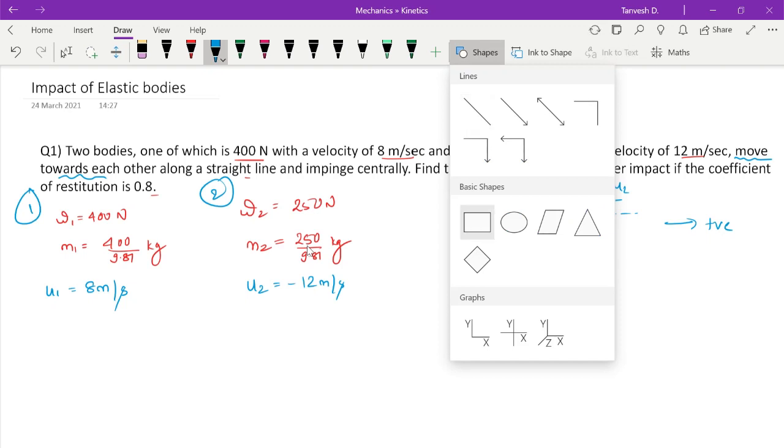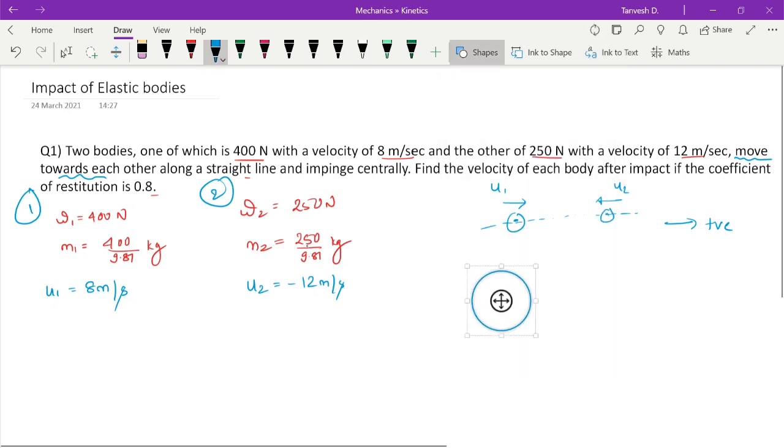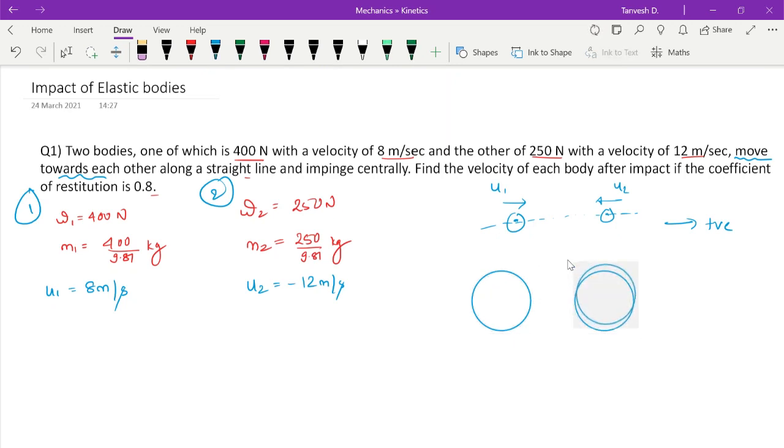Let me just draw it in a better way here. Let's say this is the center of mass and the line of impact is going through the center of mass, and they will be impinging centrally. Even the velocities are along the line of impact. And what else is given? The coefficient of restitution is given, e is 0.8. So we do not know what v1 and v2 are. v1 is not known and v2 is also not known.